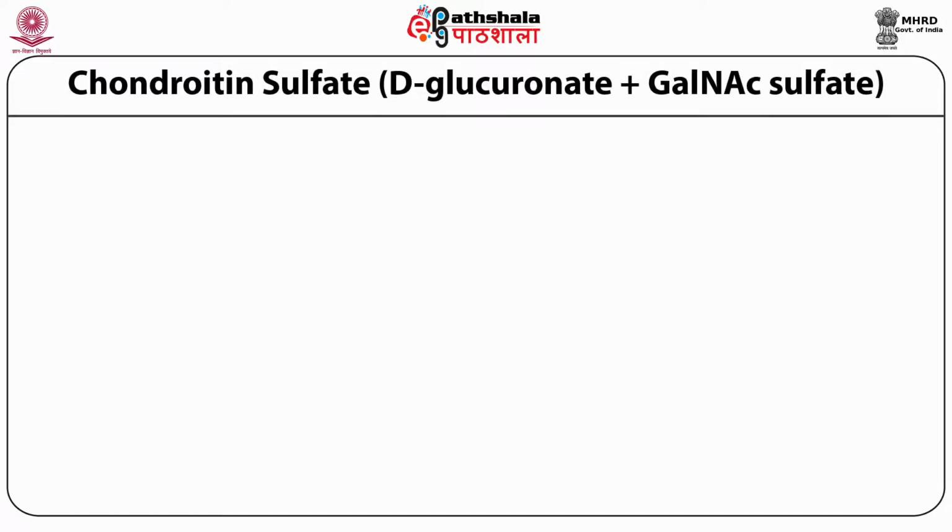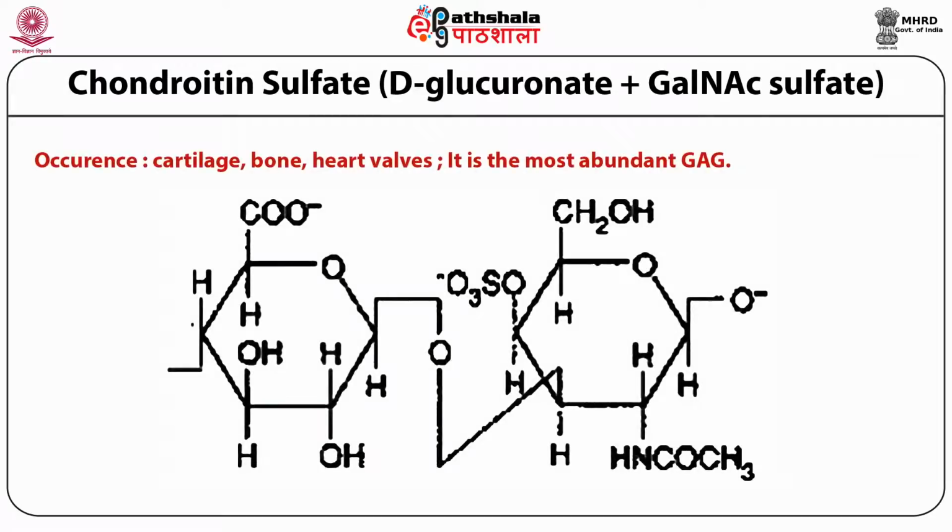Chondroitin sulfate occurs in cartilage, bone and heart valves. It is the most abundant GAG, consisting of D-glucuronate and GalNAc sulfate.